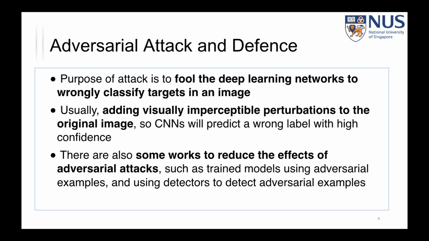And this research paper talks about applying some perturbations to each pixel on the image, such that the CNN will wrongly classify it.